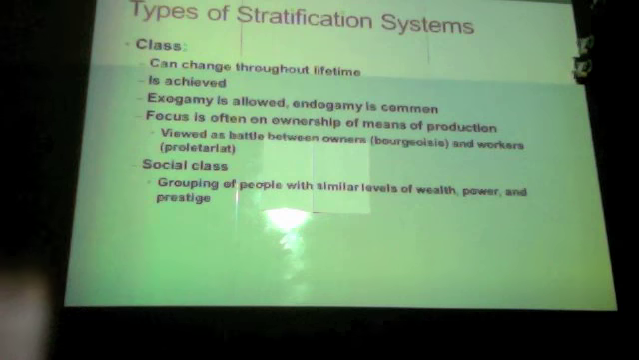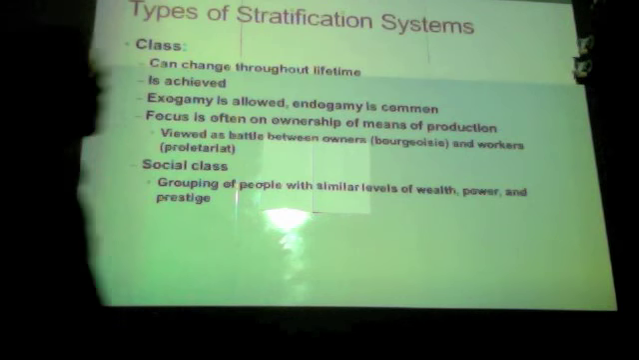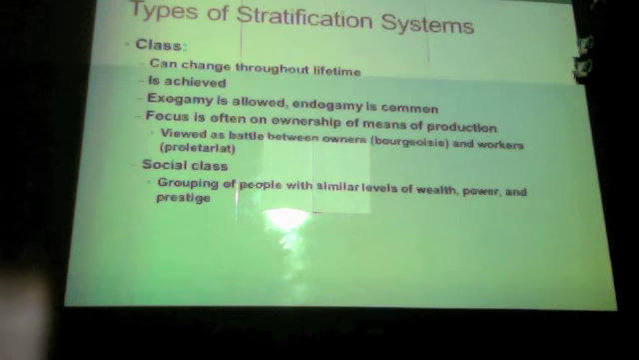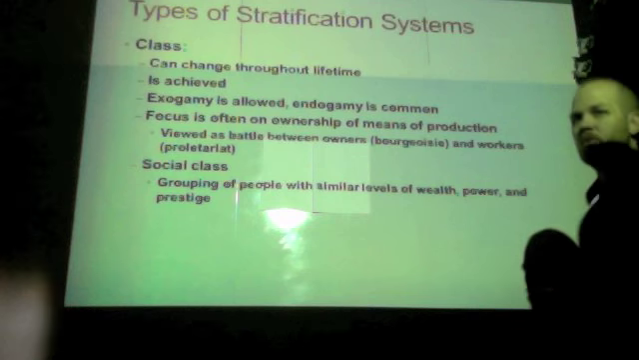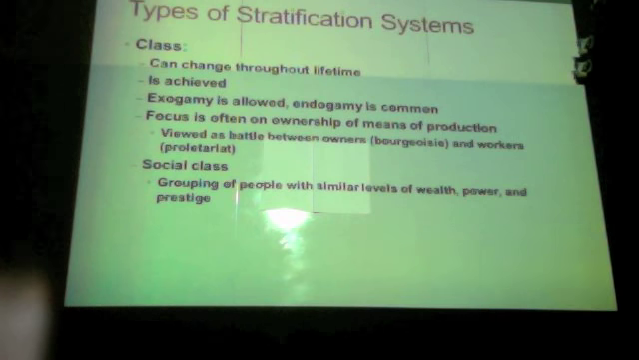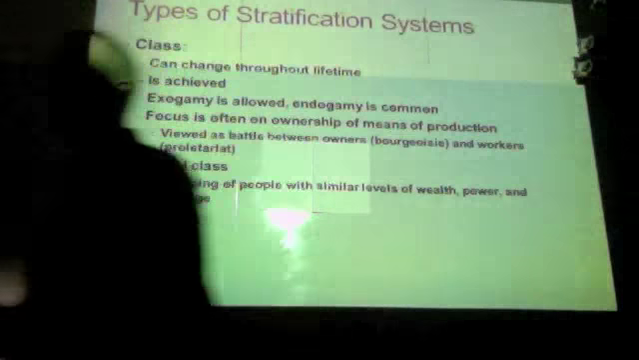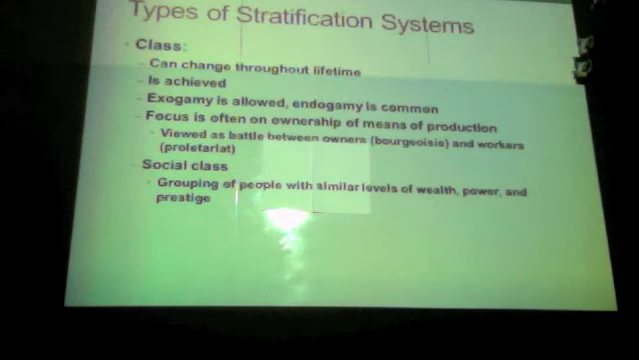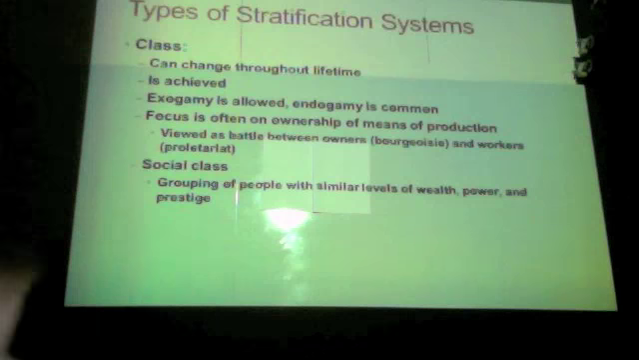The other type of stratification system is called a class system, or an open class system. A class system can change throughout your lifetime. You are usually born into a class, or you are always born into a class, and we're going to look at America as the prime example of a class system. You are born into a class. Whatever class your parents are, that is your class, most likely for the remainder of your childhood. But that class can change, depending on achievements or failures of your family members, of yourself. Your class can change throughout your lifetime.